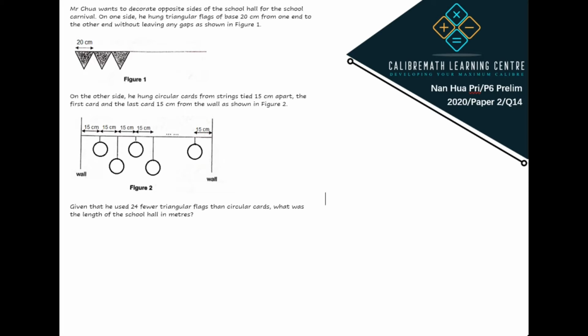Mr. Chua wants to decorate opposite sides of the school hall for the school carnival. Now note that opposite sides of the school hall are actually equal in length, so that will mean that we will need to find the common multiple between 20 cm and 15 cm. So we will be able to use our strategy L size to find the common multiple. After applying the strategy, you will find that the lowest common multiple is 60 cm.